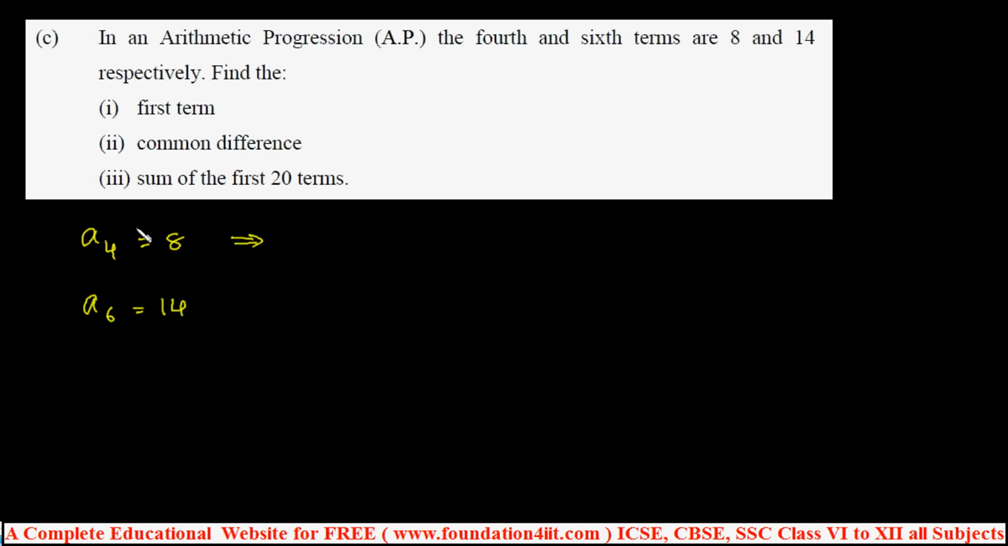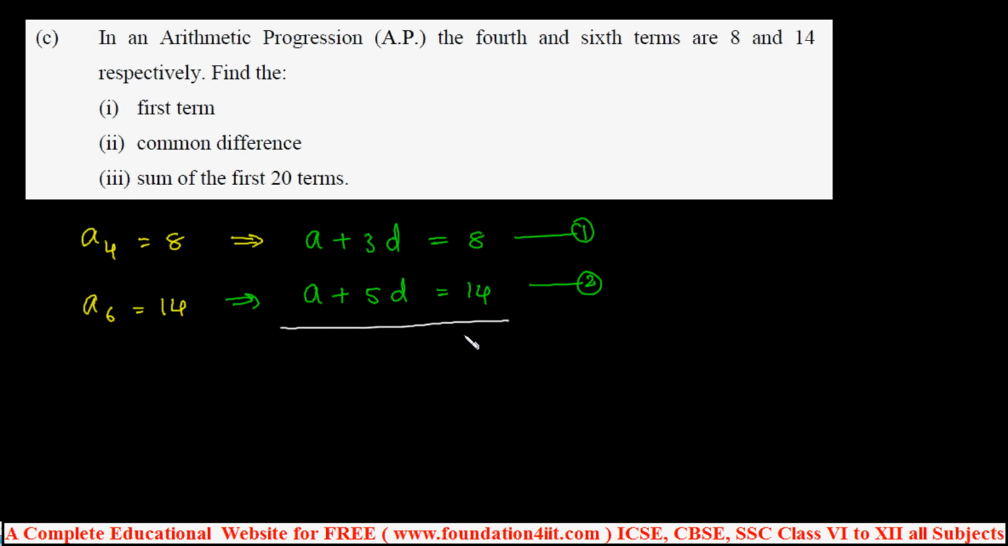So the 4th term is A plus 3D, by the formula: An is equal to A plus n minus 1 into D, right? So A4, the 4th term, is A plus 3D, that is equal to 8. And the 6th term is A plus 5D is equal to 14. So by using these two equations, we can find out the A and D values first. That means first term and common difference we'll get.